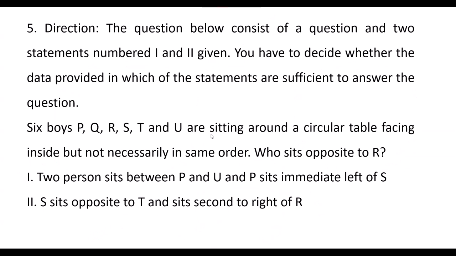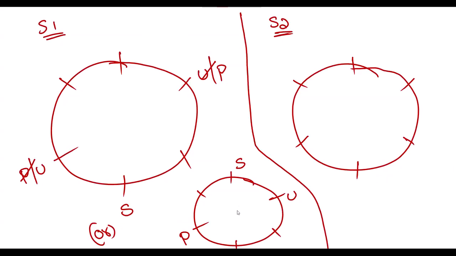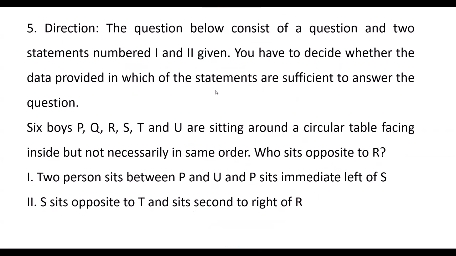Now two alone, is it possible or not? S sits opposite to T and sits second to the right of R. So two alone also not possible, one alone not possible. We have to go for together.